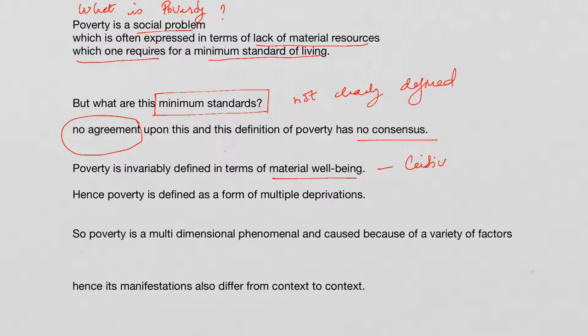Hence, poverty is defined as a form of multiple deprivations. Because of all these things, we can say poverty is related to multiple deprivations. So poverty is a multi-dimensional phenomenon caused by a variety of factors, and hence its manifestation is different from context to context, place to place, situation to situation, area to area. All these things can change the level or definition of poverty. There is also no consensus on what the minimum standards are.